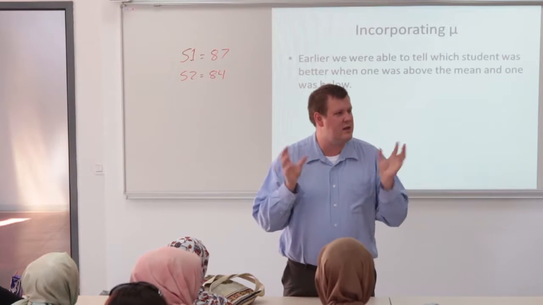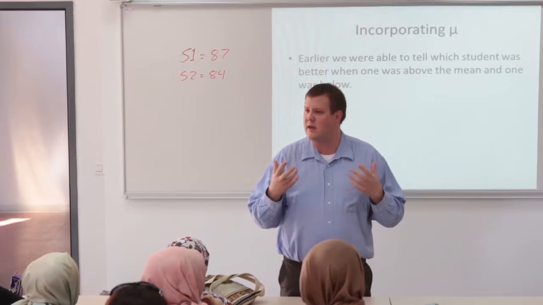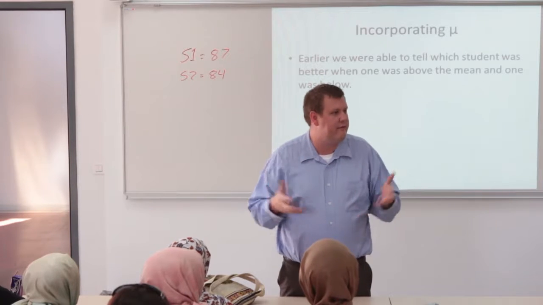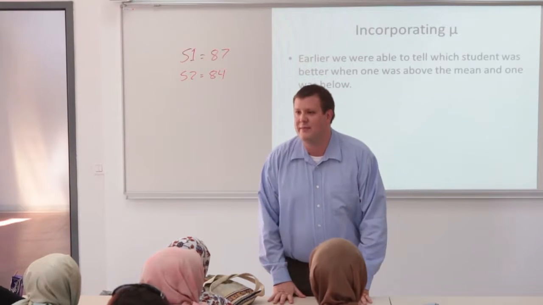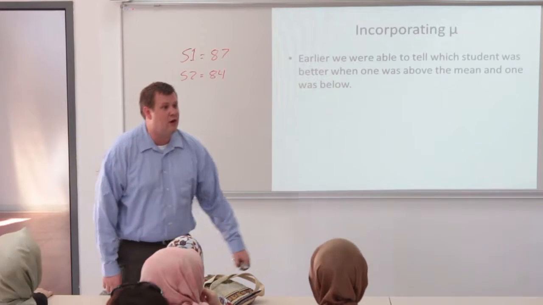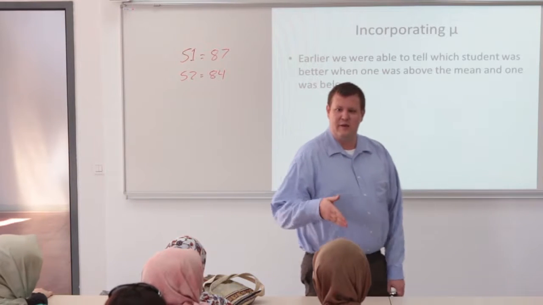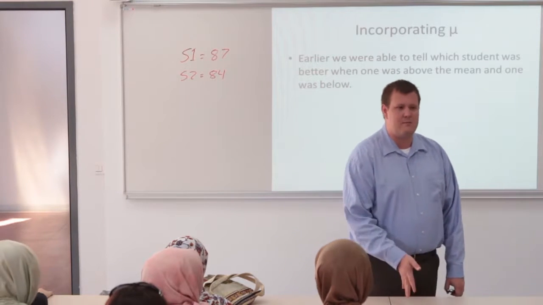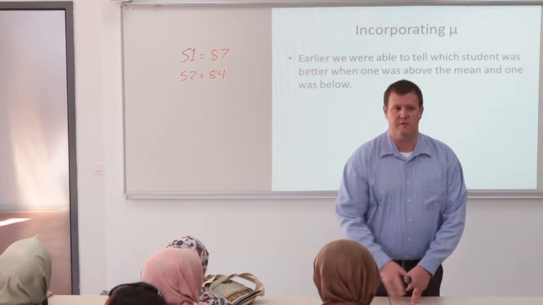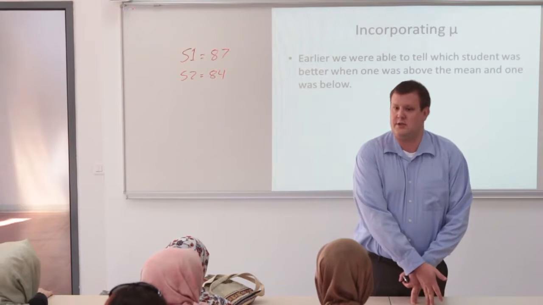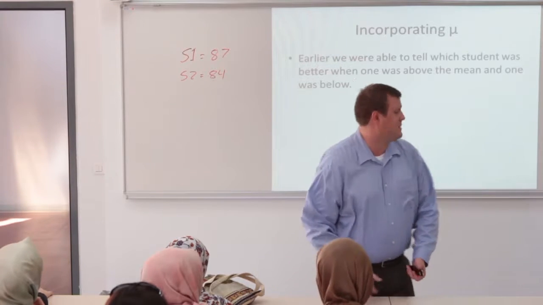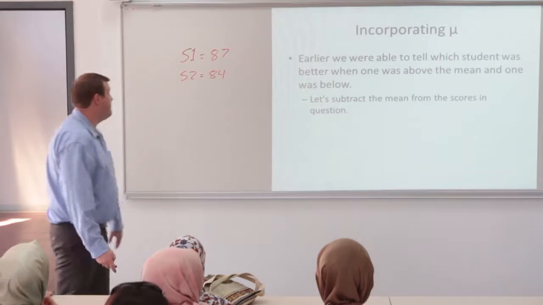If you combine the mean and my score in some way, is there some way that I can get an indication immediately by looking at the resulting answer? I can take a difference. Ooh, I can take a deviation score, right? So if I take my score and I subtract the mean, if my score is above the mean, I'll have a positive answer. If my score is beneath the mean, I'll have a negative answer, right? If my score is at the mean, I'll have 0. That's exactly right. So let's subtract the mean from the scores in question.